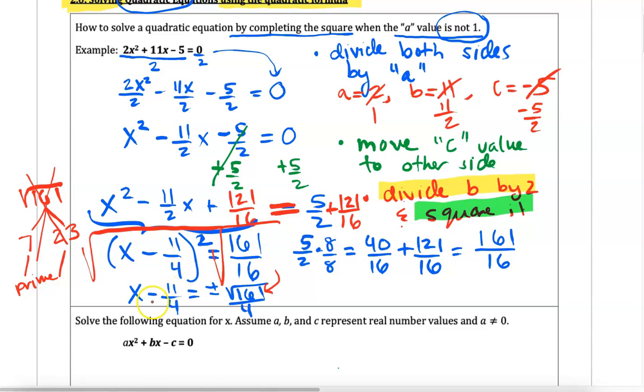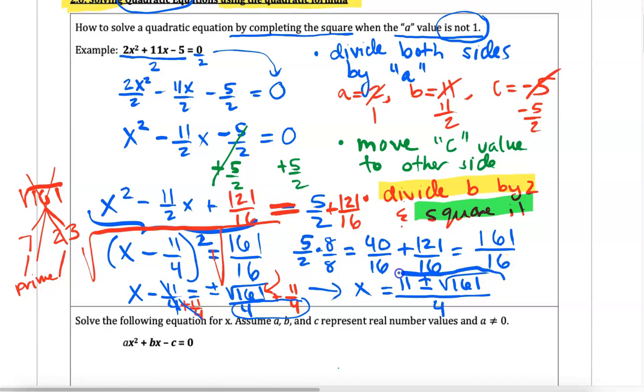Then what I would have to do last is just add 11 over 4 to both sides to get x by itself. On the left-hand side, those would add to 0, so I would just have x. And on the right-hand side, we can combine these because they have a common denominator, so we can just add or subtract the square root of 161 from 11, and all of that is being divided by 4.